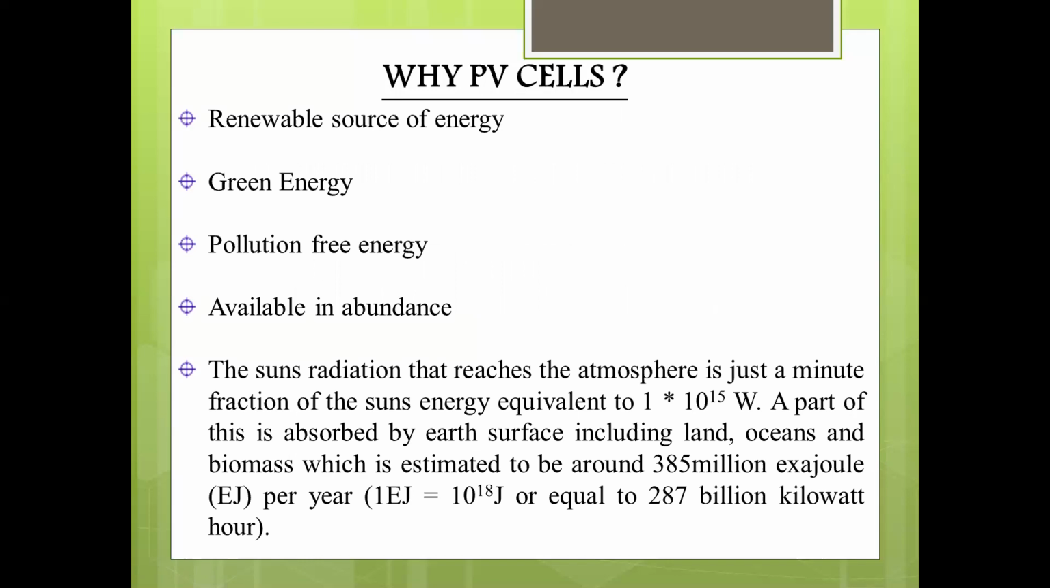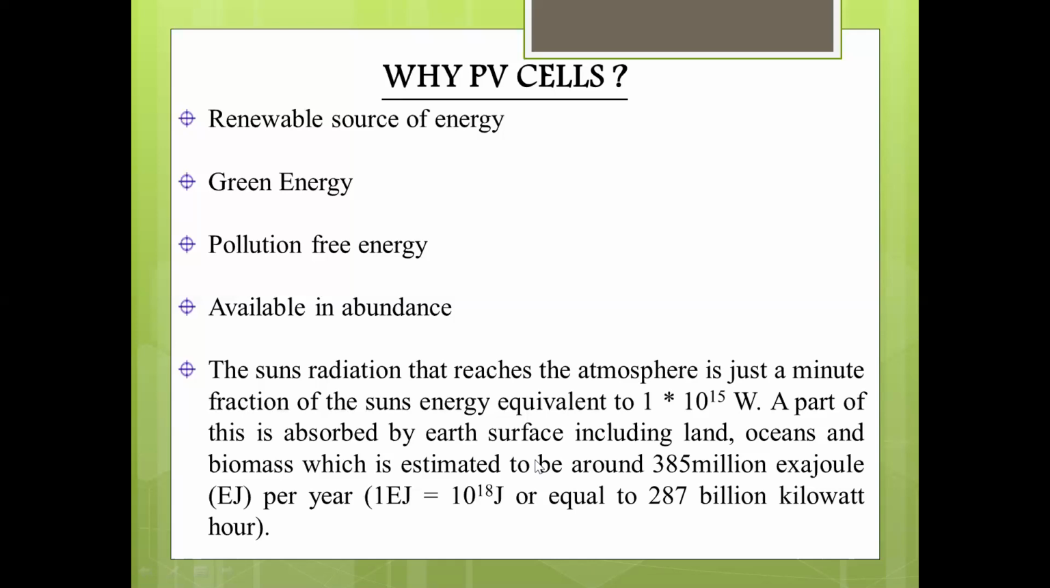Right? So there is a huge amount of solar energy. There is a huge amount of sunlight reaching the Earth's surface, but we are not using it properly. The sun radiation that reaches the atmosphere is just a minute fraction of the sun's energy, equivalent to 1 into 10 to the power of 15 watt. A part of this is absorbed by Earth's surface, including land, oceans, biomass, which is estimated to be around 385 million exajoules per year. 1 exajoule is equal to 10 to the power of 18 joule, or equal to 287 billion kilowatt hour. As per the survey, if you are able to convert 1 day of sunlight energy into electrical energy with 100% efficiency, it is sufficient to meet the energy requirements of the whole world for 1 year.